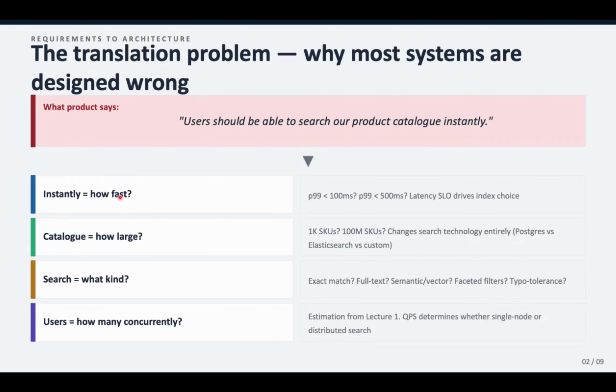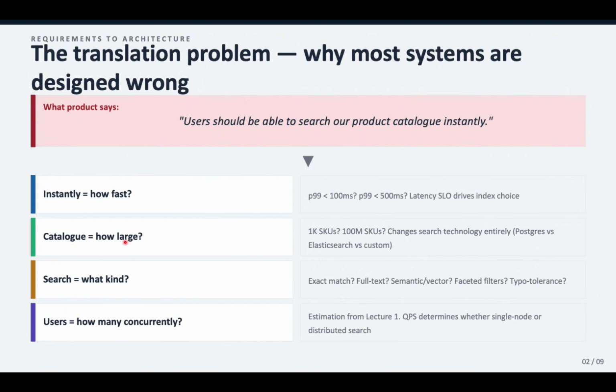So here we have question number 1. What does instantly mean? Does it mean 100 milliseconds at the 99th percentile, or does it mean 500 milliseconds? The difference between those two targets completely changes whether I can use a standard relational database or I need Elasticsearch or a specialized search cluster.